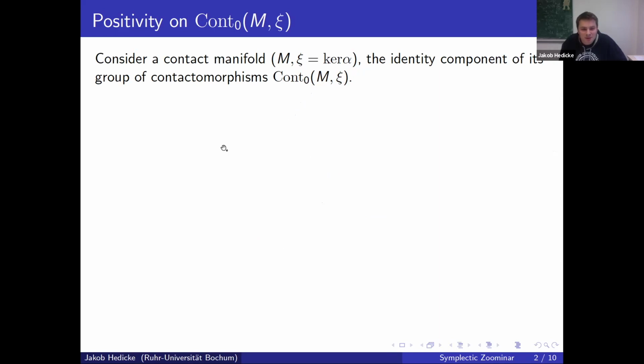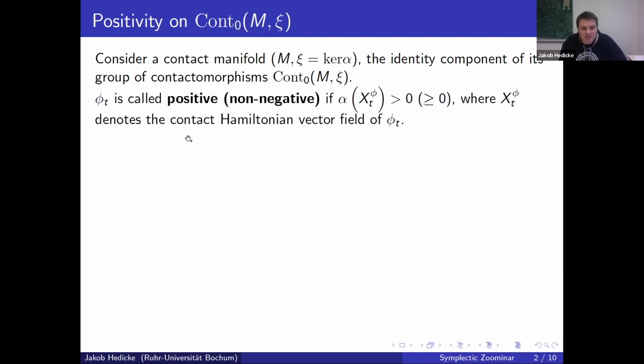Eliashberg and Polterovich defined on this group the notion of positivity. So one can say, given an isotopy of contactomorphisms, that it's positive or non-negative exactly when the contact Hamiltonian defining this isotopy with respect to this contact form alpha is positive or non-negative. Meaning the contact isotopy runs transversely to the contact structure in the direction of the co-orientation.